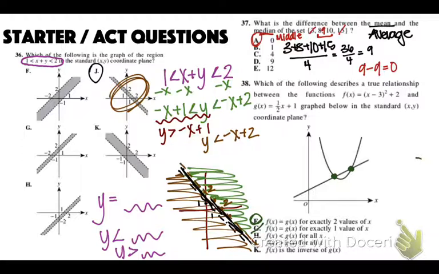F of x is less than g of x for all x. That's not true because we have portions that are above and below. So H and J are false, and these are not inverses of each other. So F must be the answer here. Okay. All right, so there's our ACT questions.